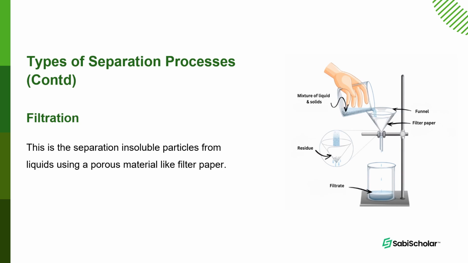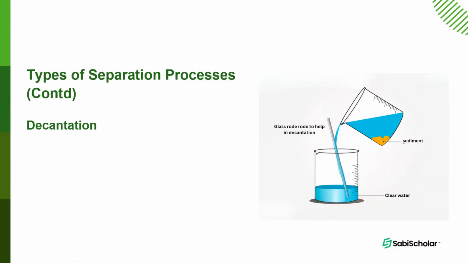Now let's take a look at this diagram. We have a mixture of liquid and solid, and I have my funnel. I fold my filter paper inside the funnel. When I begin to pour in my liquid and solid mixture, the solid will remain on the filter paper, and that is called residue. Then the filtrate will go through, or will pass through. That is my what? Filtrate. All right, let's move to the next, decantation.